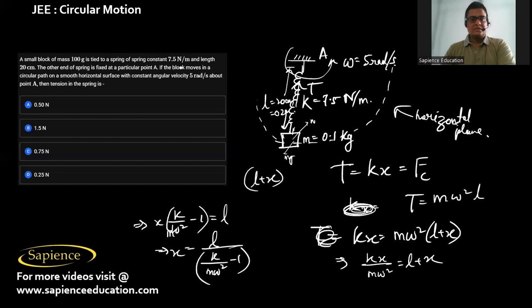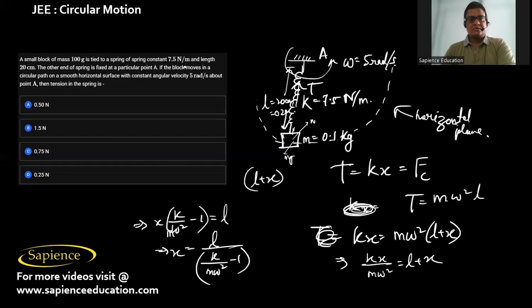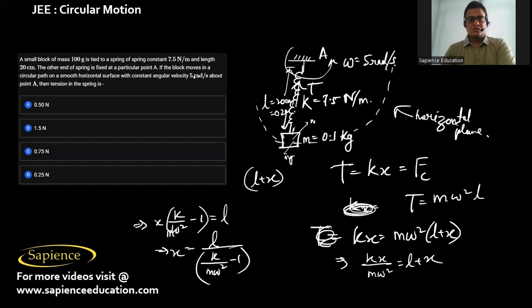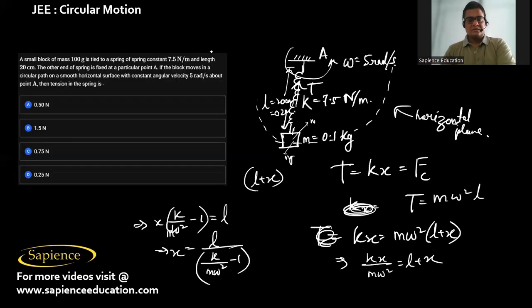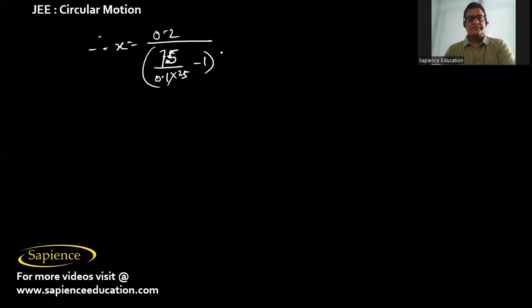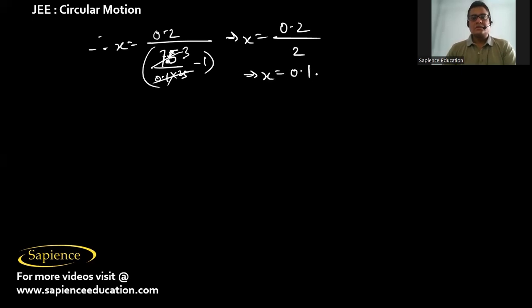k, k is 7.5, divided by m omega square. m is 100 gram, that is 0.1 kg, and omega is 5 radian per second. So omega square will be 25, which gives 7.5 divided by 2.5, minus 1. So x will be equal to 0.2 divided by, 25 times 3 is 75, 3 minus 1, that is 2. So x will be equal to 0.1 meter.